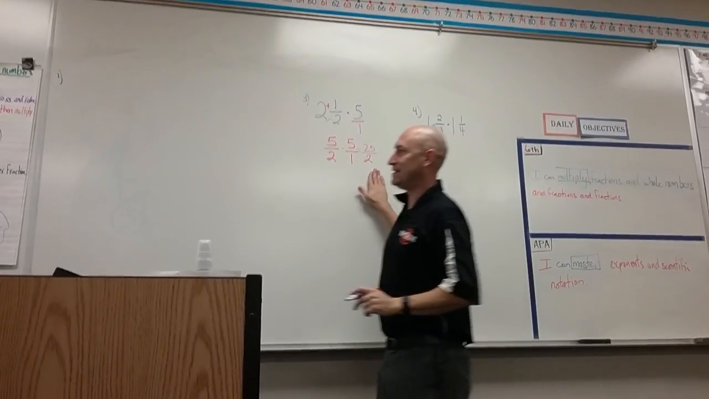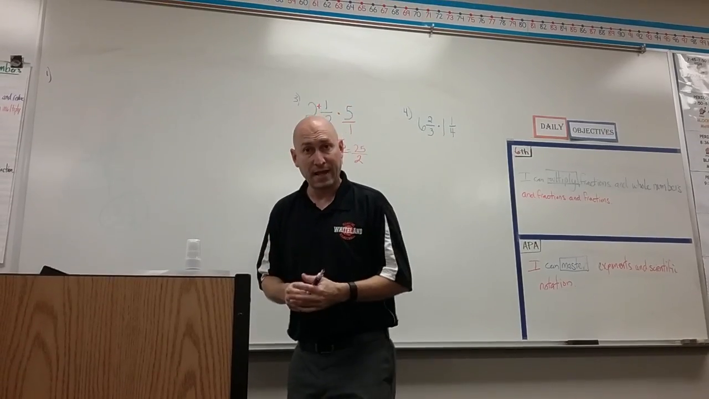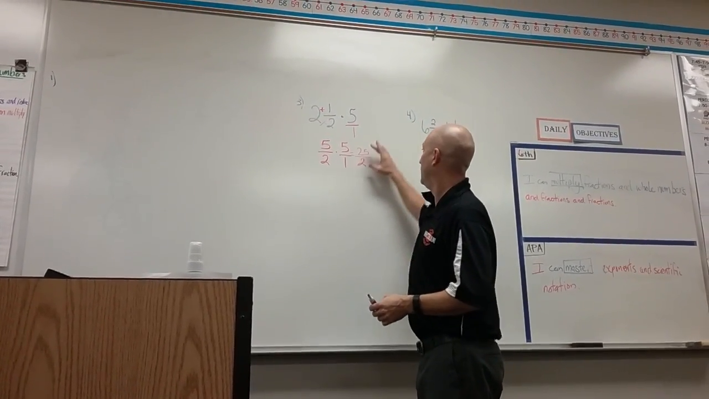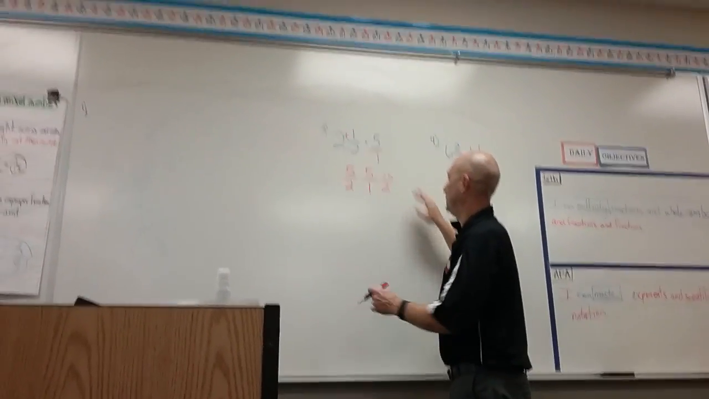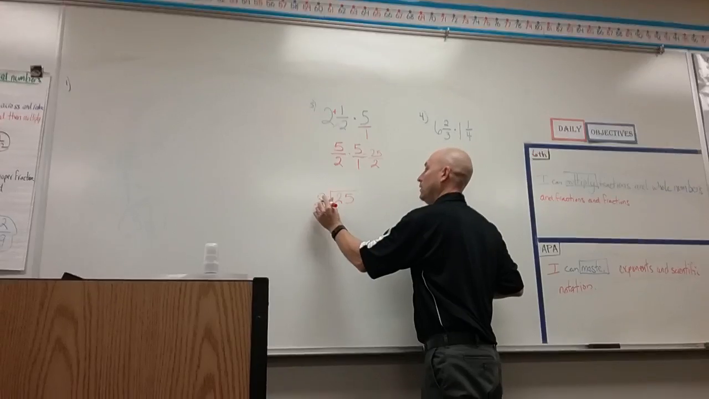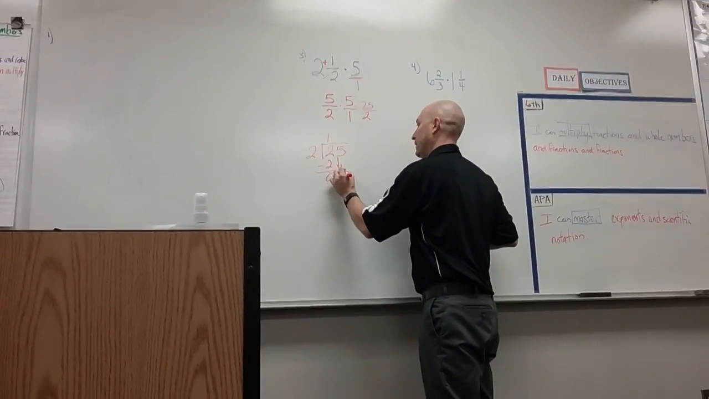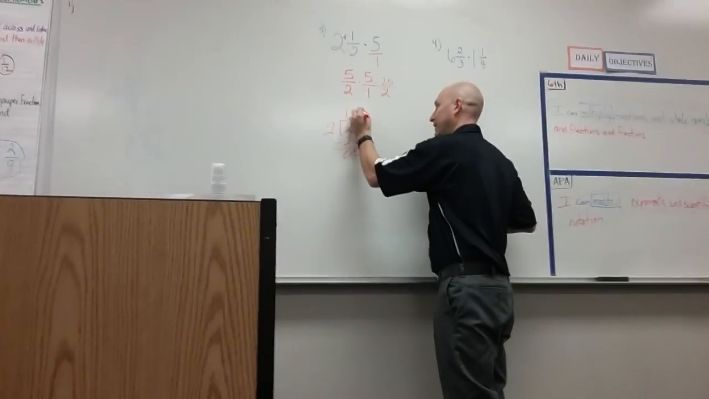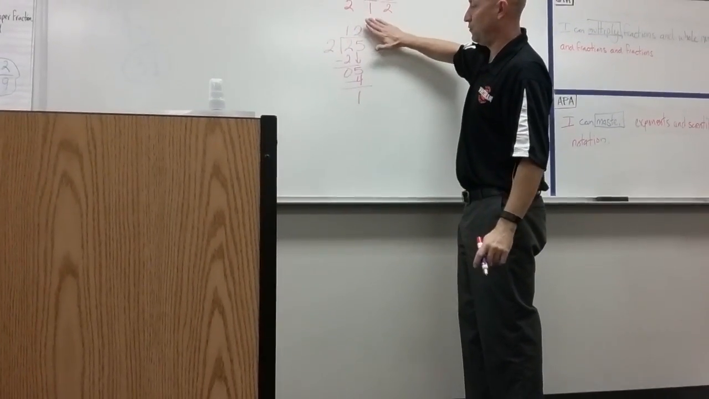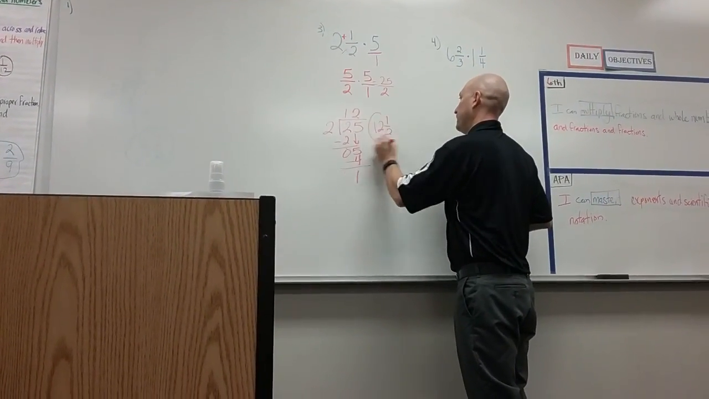And my last step would be to simplify it, to convert it back into a mixed number. Since I have an improper fraction, 25 divided by 2. 2 goes into 2 once. 2 goes into 5 twice. And I have 1 left over. So my final answer would be 12 and 1/2. 12 and a half.